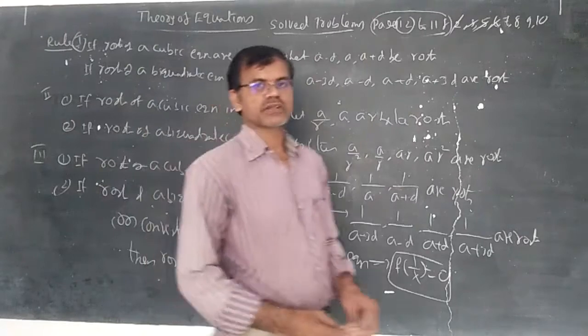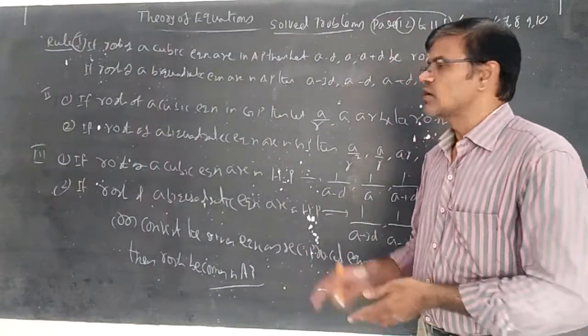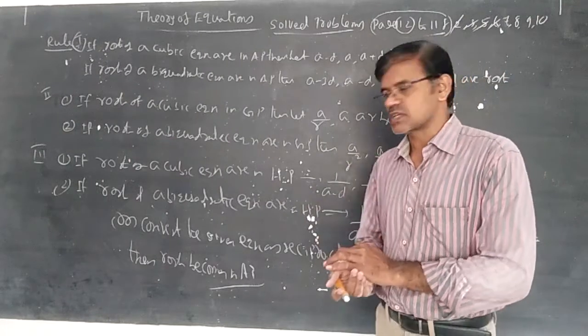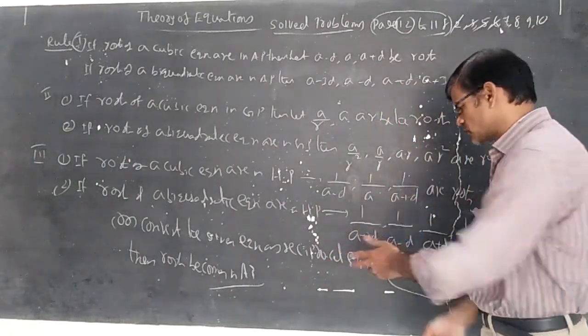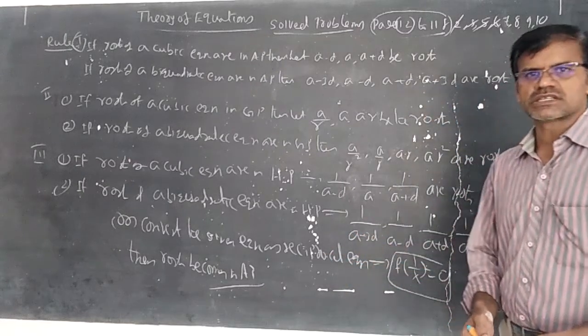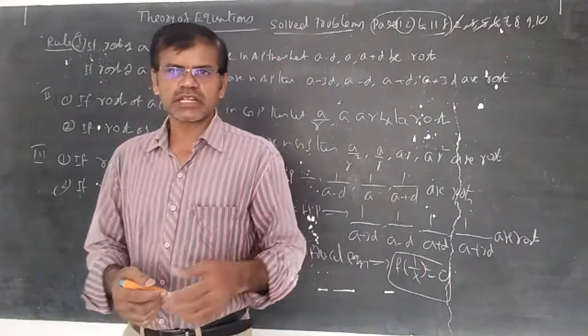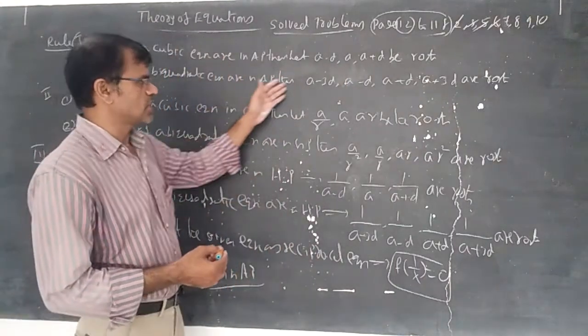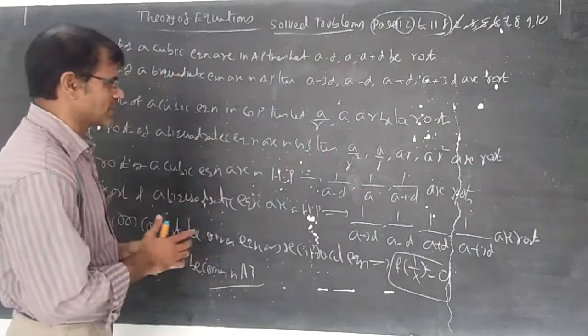So if f of x roots are in harmonic progression, then f of 1 by x roots are in arithmetic progression and vice versa. So whenever the given roots are in harmonic progression, it is better to convert to f of 1 by x, take the reciprocal equation and get the roots as AP concept, a minus d, a plus d like that, or a minus 3d, a minus d, a plus d, a plus 3d concept.